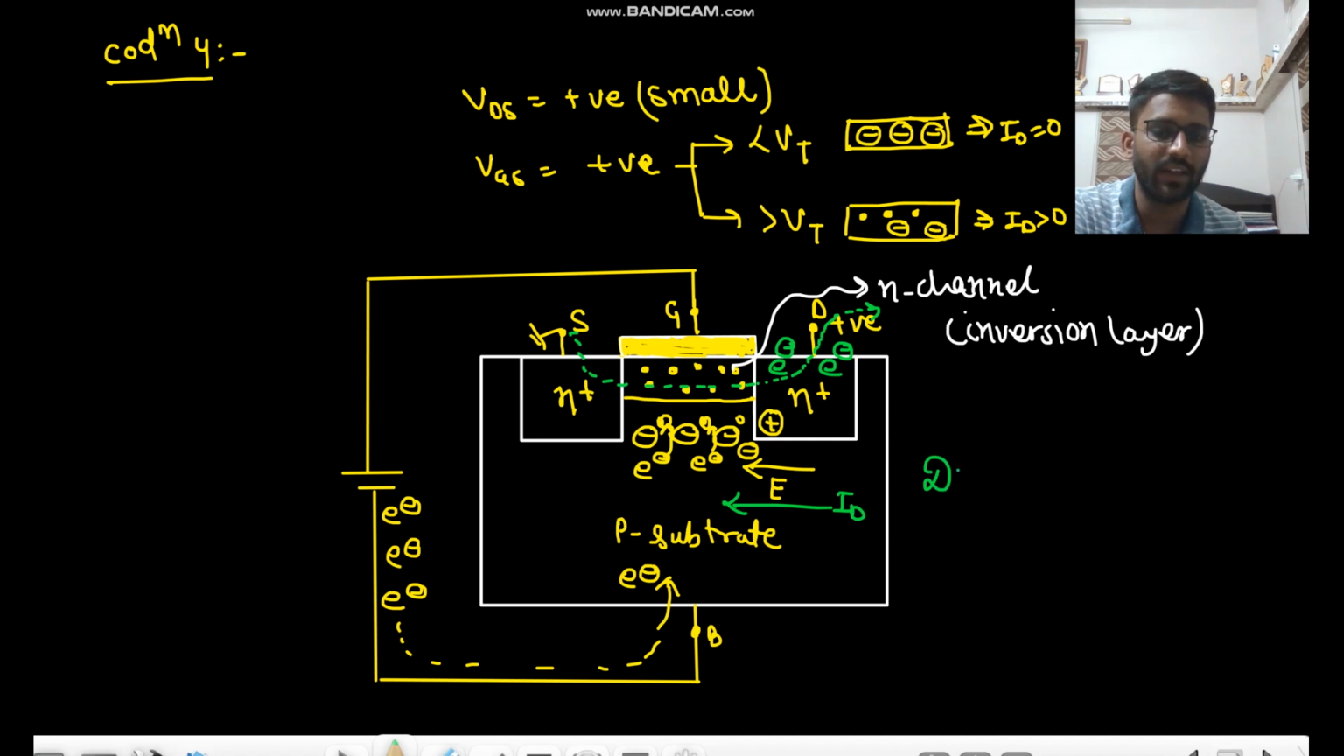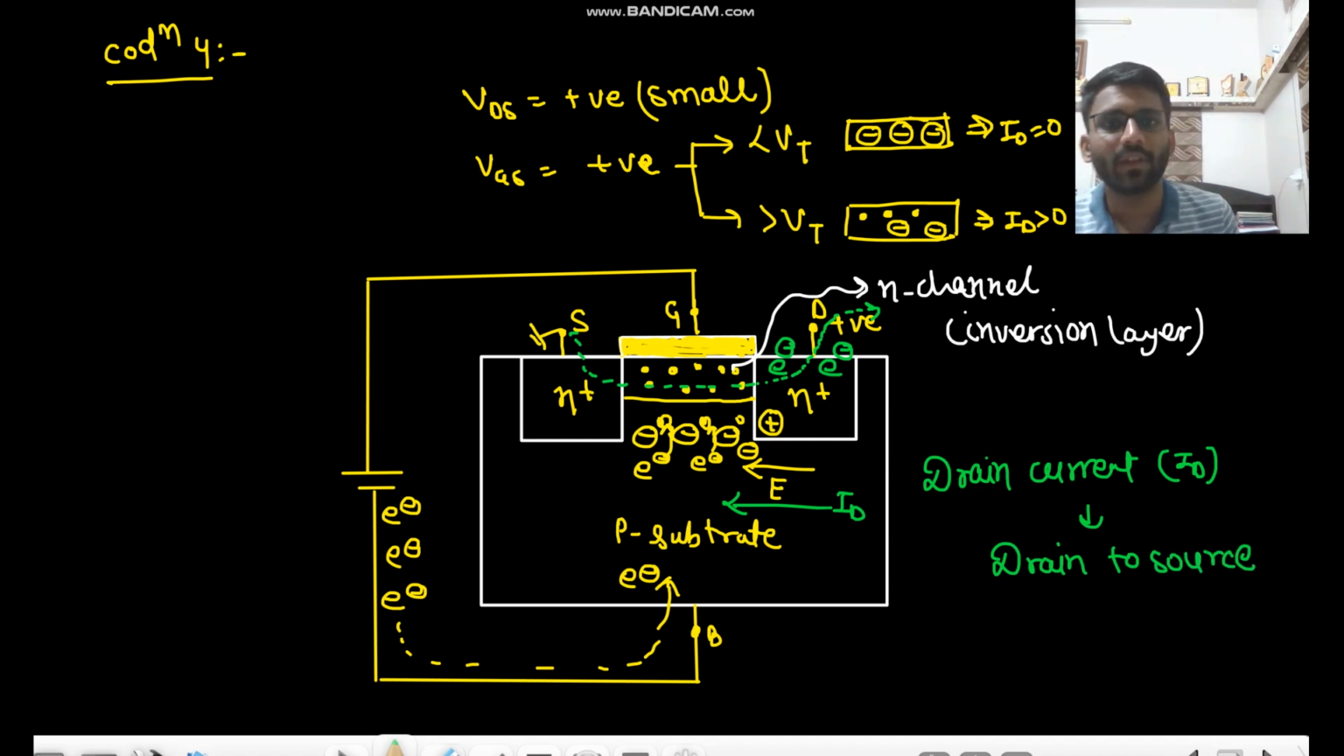So the drain current ID will be from drain to source, okay. So did you understand this concept? What we did, first we applied VGS. VGS will attract the electrons, so the inversion layer is formed.